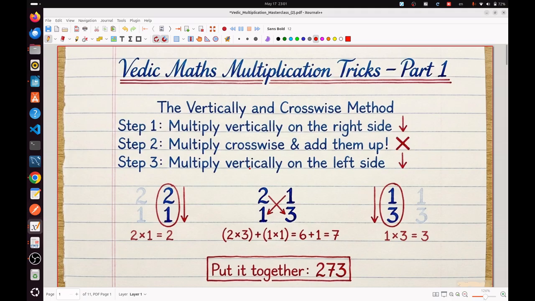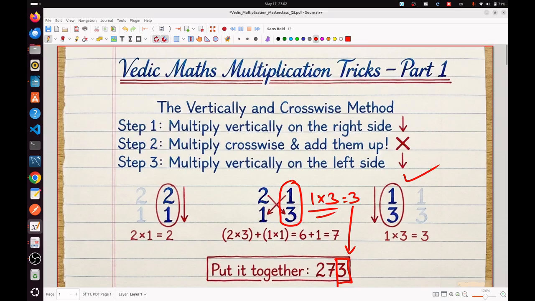Let's take this example, 21 cross 13. How can we calculate this faster? Let's see this one, and we will solve the questions one by one. First step, multiply vertically on the right side. In 21 cross 13, we consider 1 cross 3. 1 cross 3 is 3. You put this 3 towards the right end.